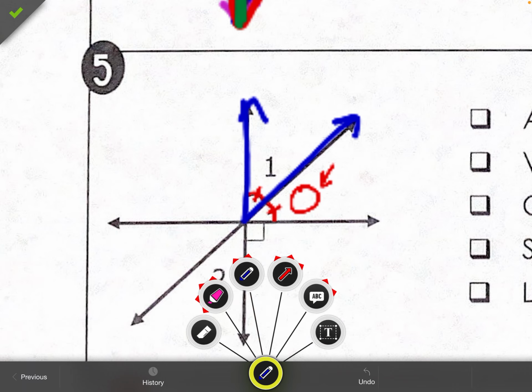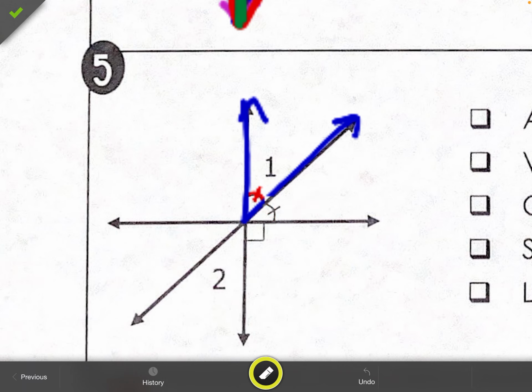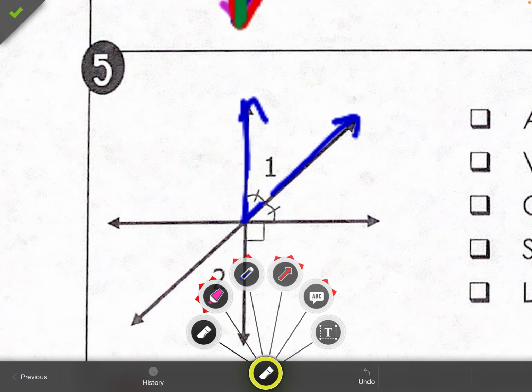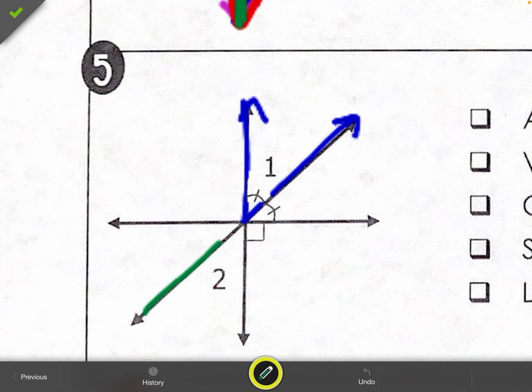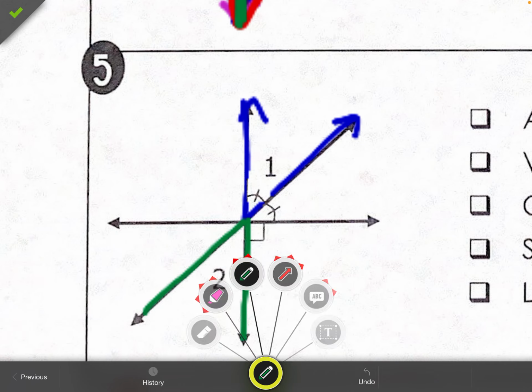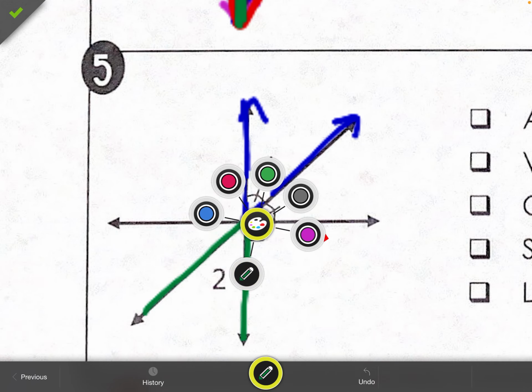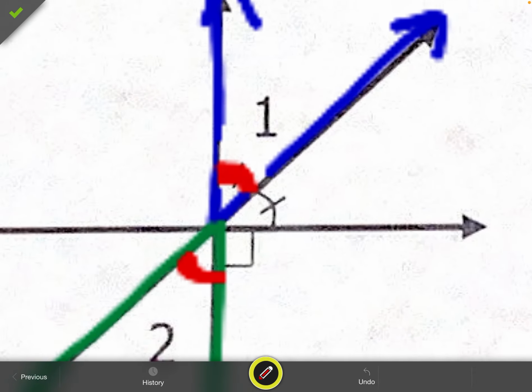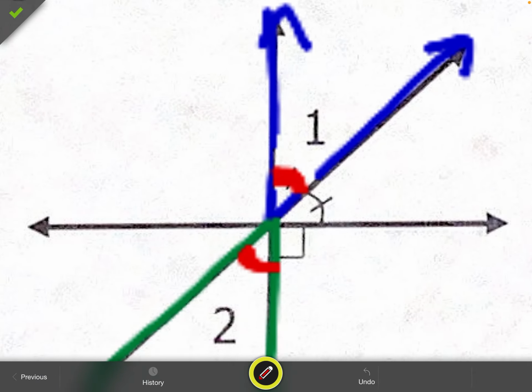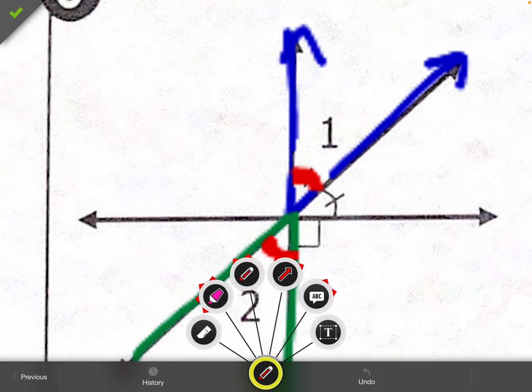There's angle 1. And again, I'm going to erase this because we don't need it. And trace angle 2. Here's angle 2. Okay. And again, if you don't want to trace, you can just put the arc on them. You can do this just so you can get a better visual. All you want to be looking at are those 2 angles.